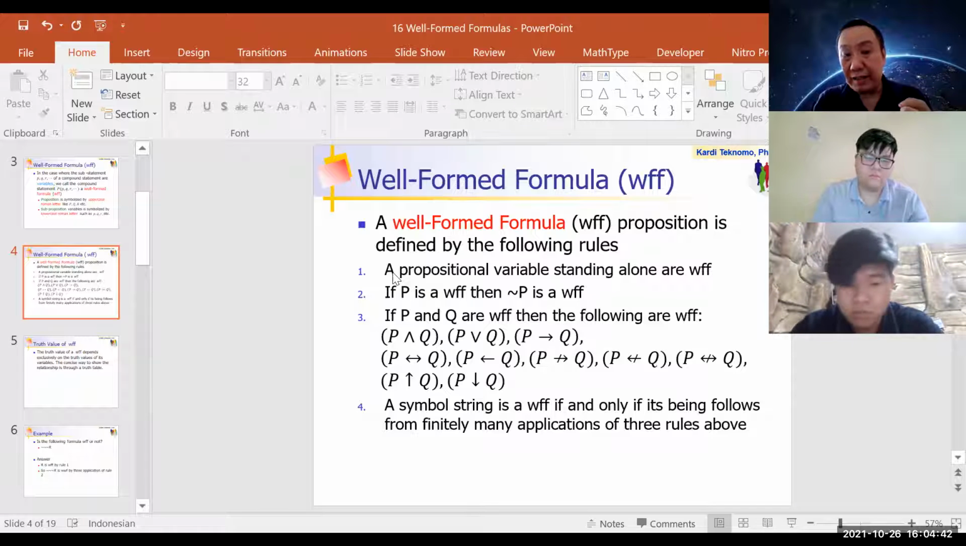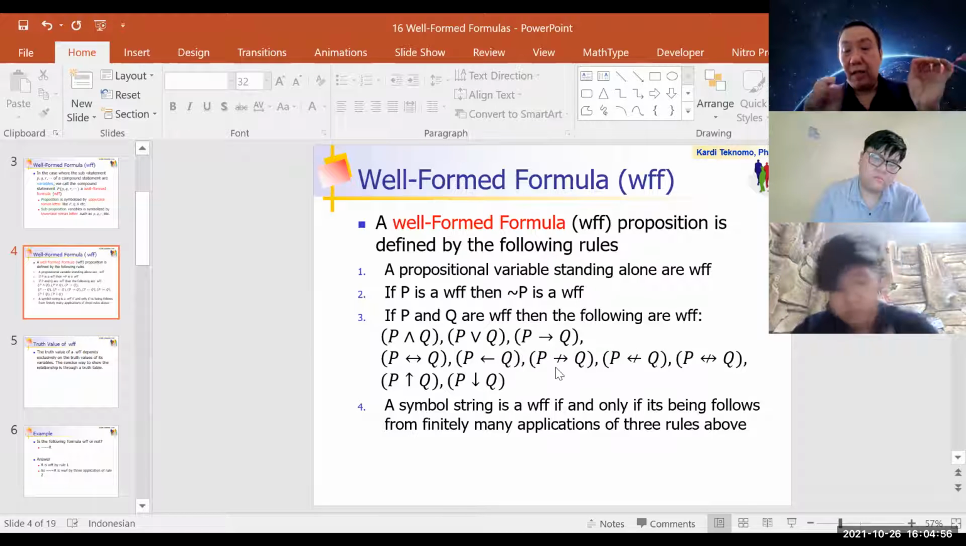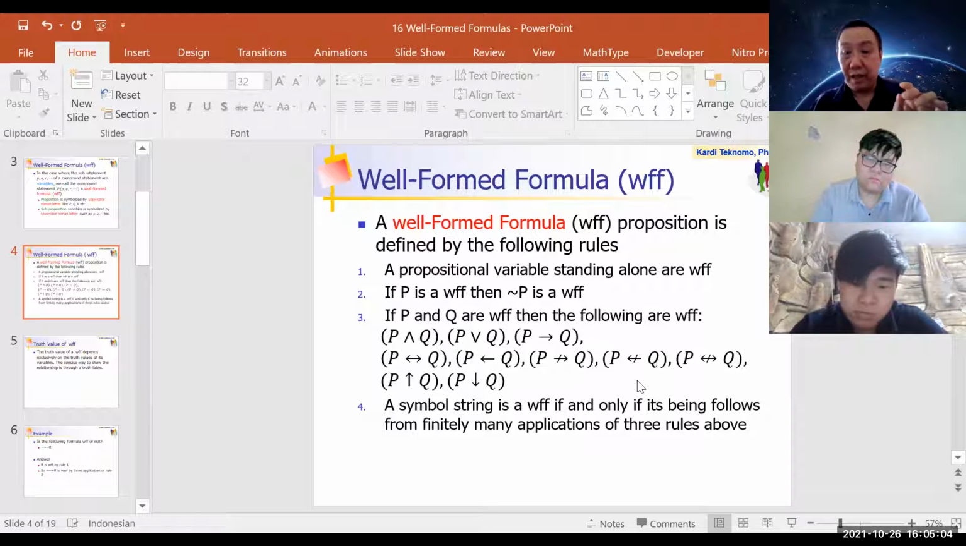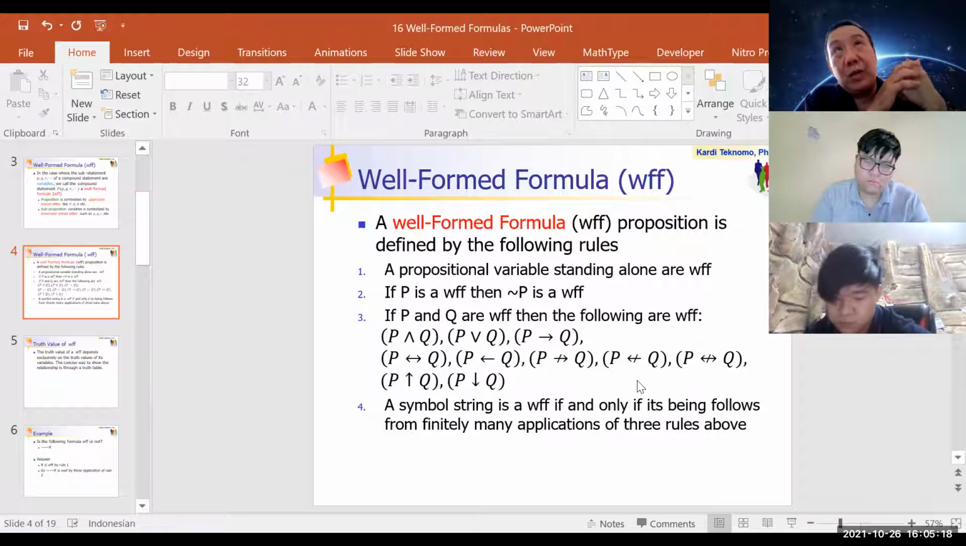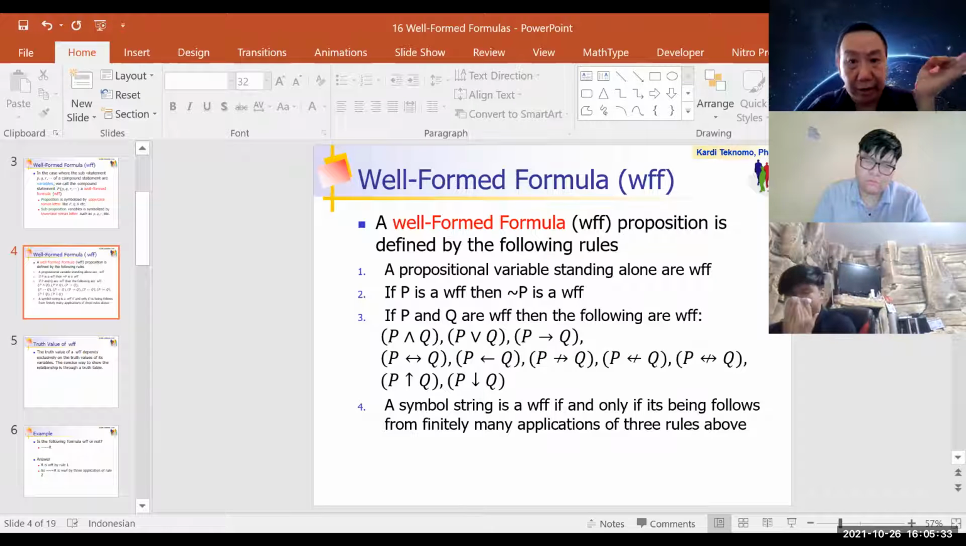And, or, implies, right? By implication, reverse implication, it is from if Q, then P. So this symbol is not if P, then Q. The other way, also not if Q, then P. And then the second last row is not if and only if. And the last row there are the nor and nand.